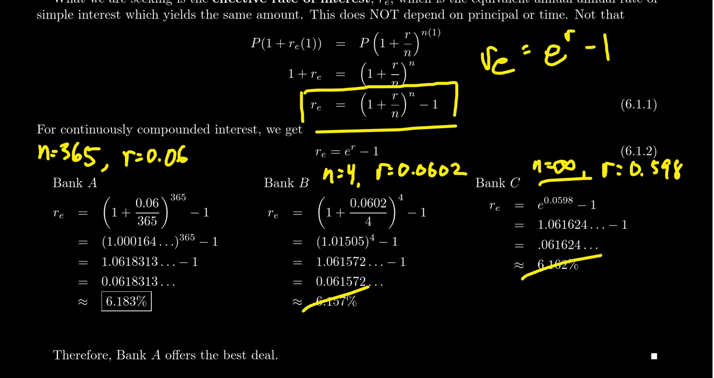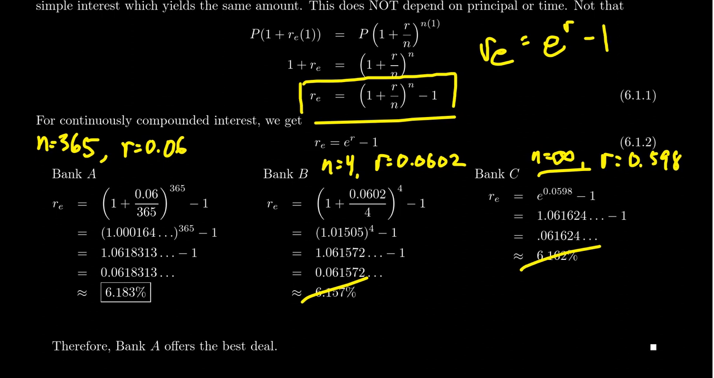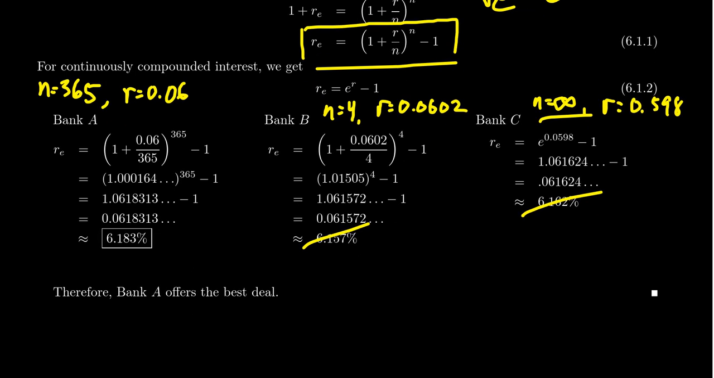So believe it or not, the bank with the highest interest rate actually was the worst investment because it had the fewest number of compounds. The highest number of compounds also was not the best investment here. Turns out the lukewarm investment was the best one, right? Not too many compounds, not too low interest. Bank A is the best deal.